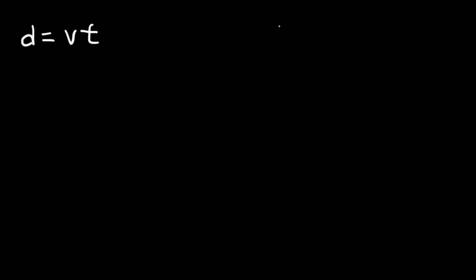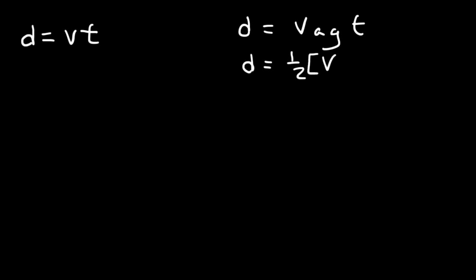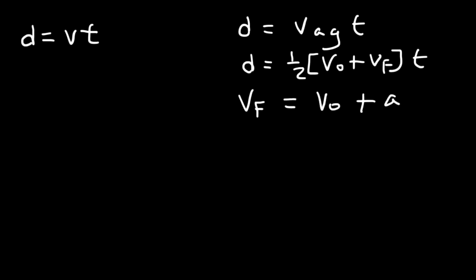Now under constant acceleration, displacement is equal to the average velocity multiplied by time. And the average velocity is basically the average of the initial and the final velocity. You add up the initial and the final and you divide it by 2 if the acceleration is constant. Now you also have some other equations. V final is equal to V initial plus at. So the final velocity is equal to the initial velocity plus the acceleration multiplied by the time.